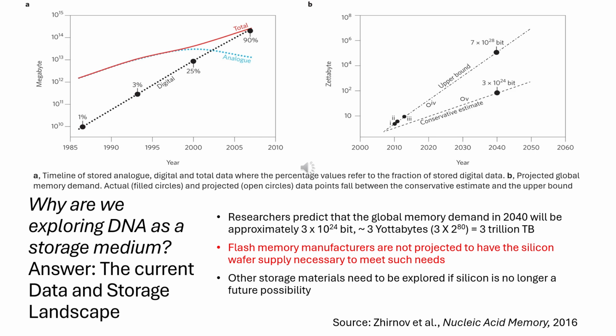Conventional storage technologies, especially flash memory, depend heavily on silicon manufacturing. The concern is that projected silicon wafer supply may not be enough to meet future global storage demand if growth continues at this scale. So what this slide does is it frames DNA storage as a response to a scaling problem. If conventional materials become limiting, then alternative storage media need to be considered. And DNA is interesting because it is extremely dense, it can last a long time, and it requires very little power while stored.